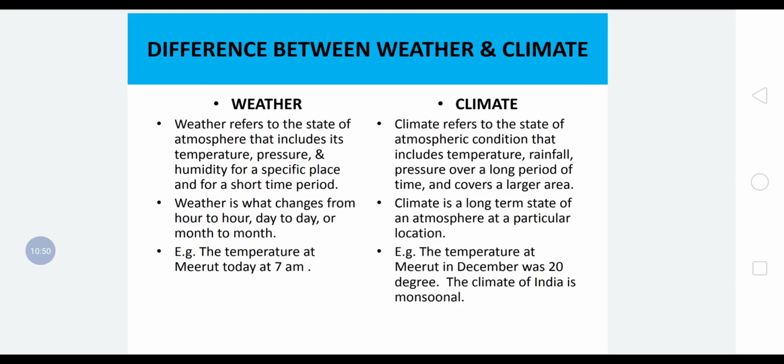I hope I am able to make you clear the difference between weather and the climate.